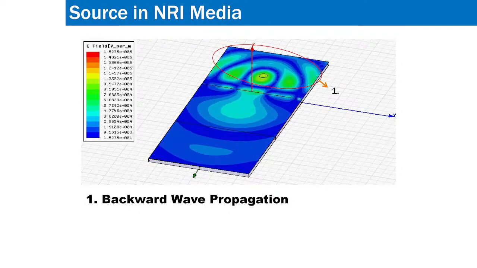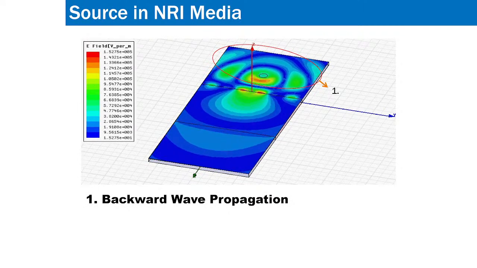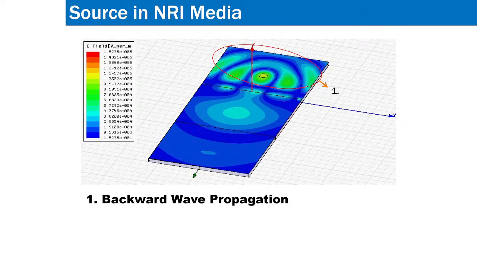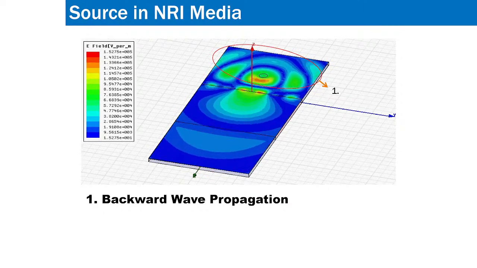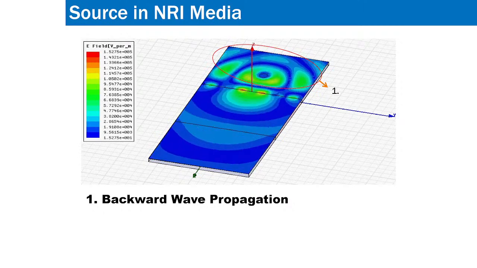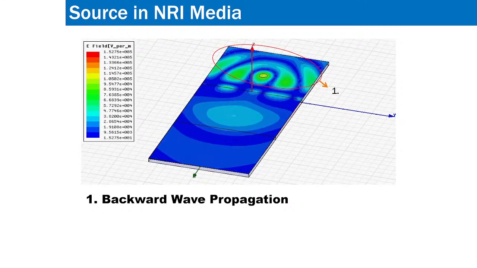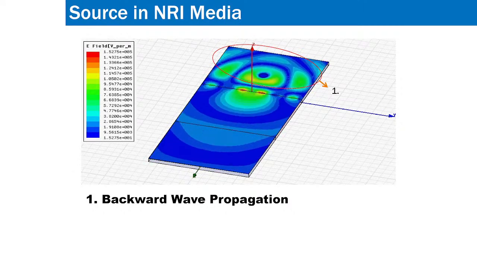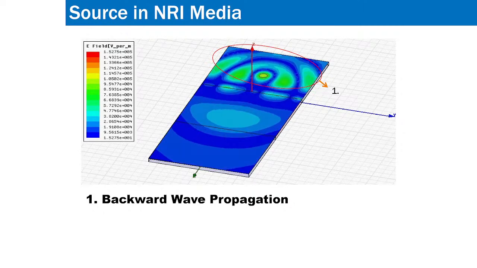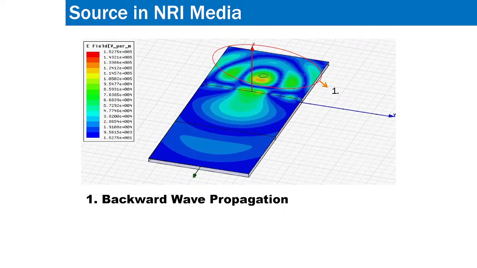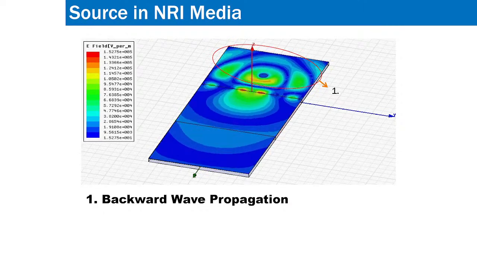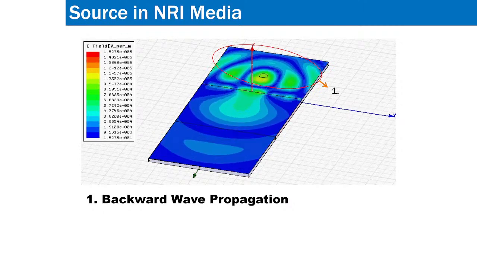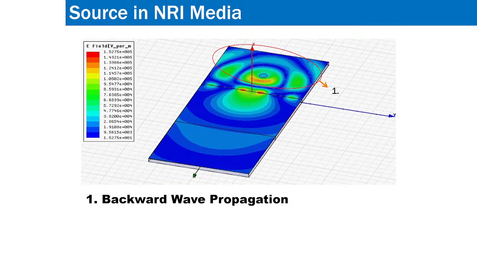And also you can see the other part, which is the backward wave propagation. From the source, the wave always propagates outward, but because we have negative k, here the wave is propagating towards the source. In the negative medium, or in the NRI medium, the wave is propagating towards the source. That is one effect that we see here.